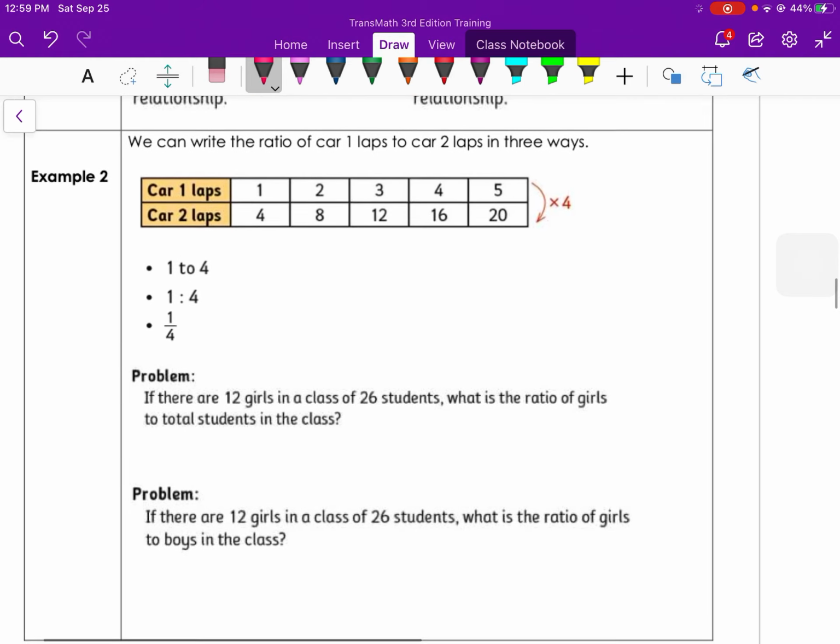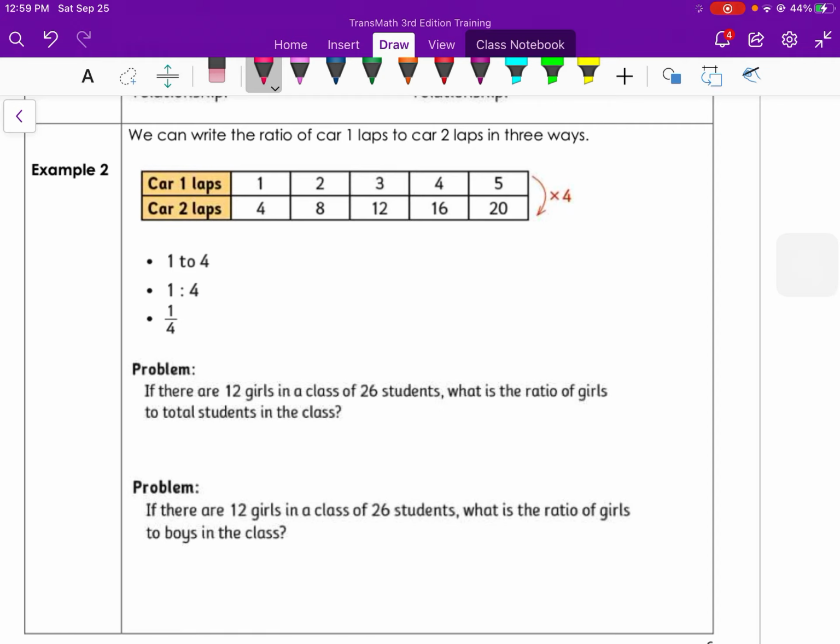So here's our first example of a ratio. We can write the ratio of car number 1 laps to car number 2 laps in 3 different ways. So first, when car 1 is on lap 1, car 2 is on lap 4. Car 1 is on lap 2, car 2 is on lap 8. When car 1 is on lap 3, car 2 is on lap 12. So these cars share a 1 to 4 ratio. For every 1 lap car 1 does, car 2 does 4 laps.